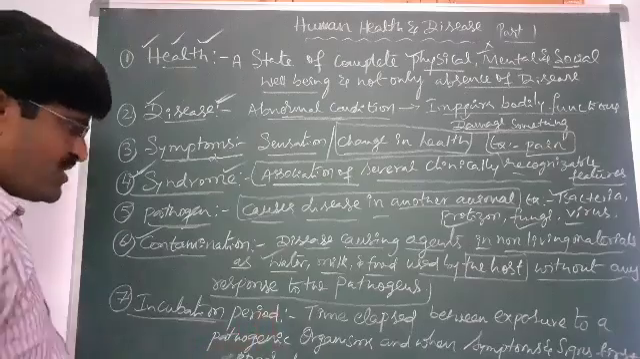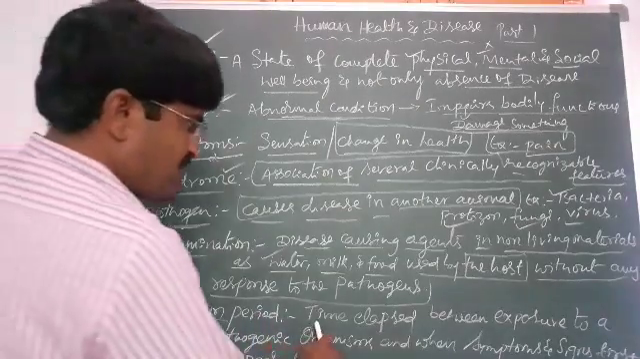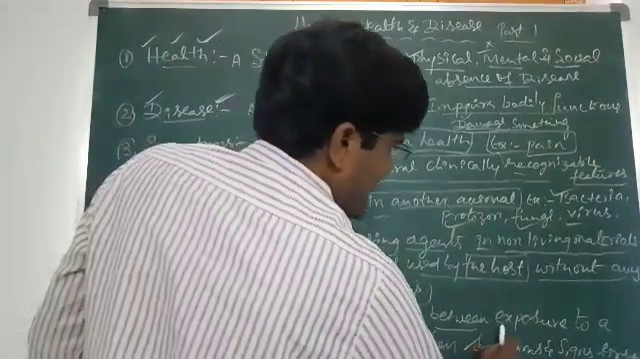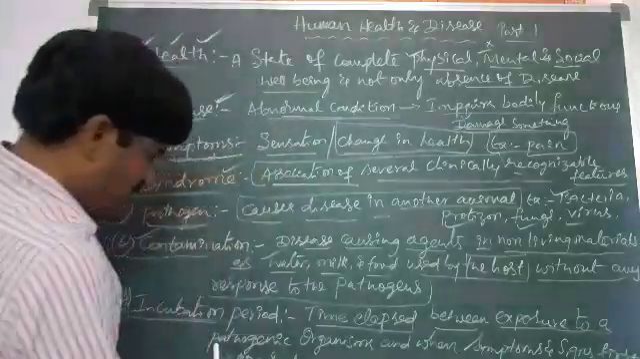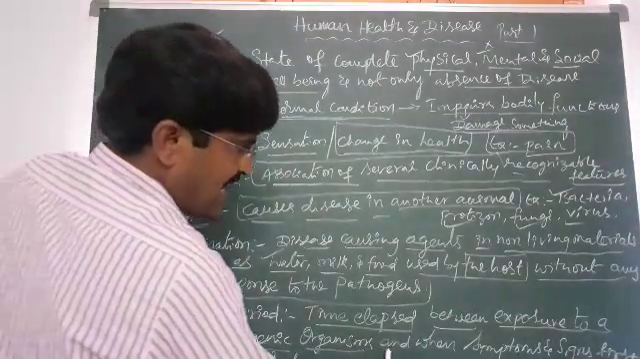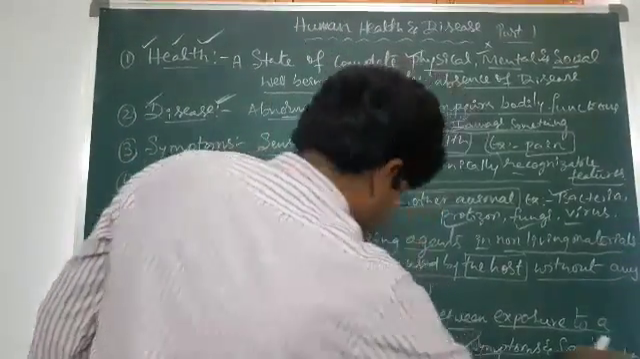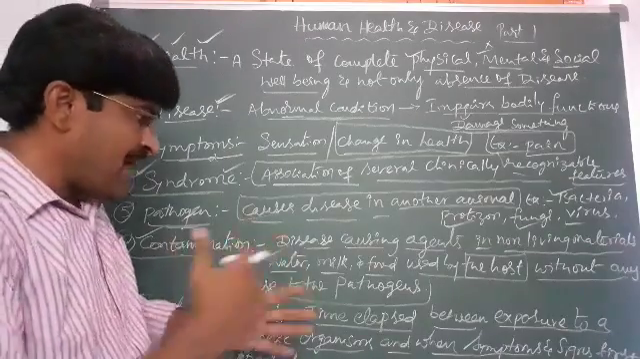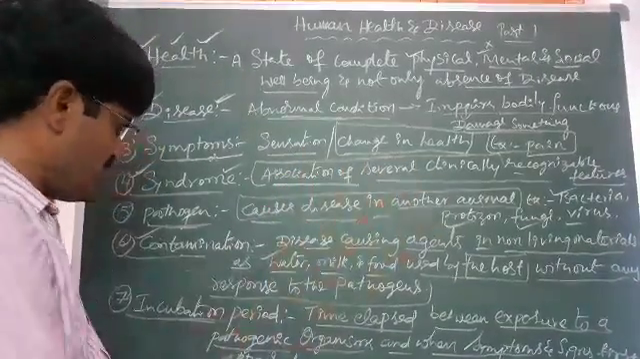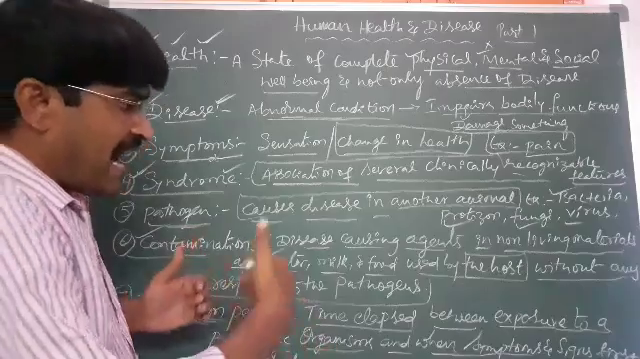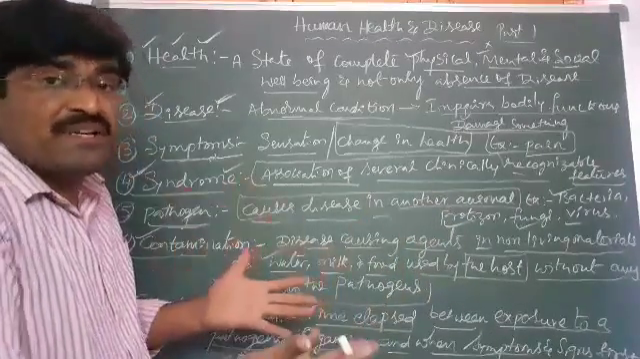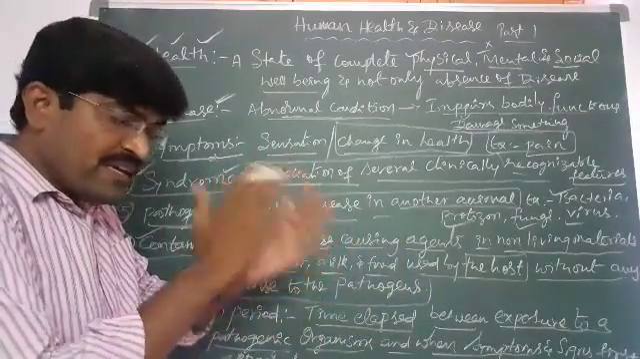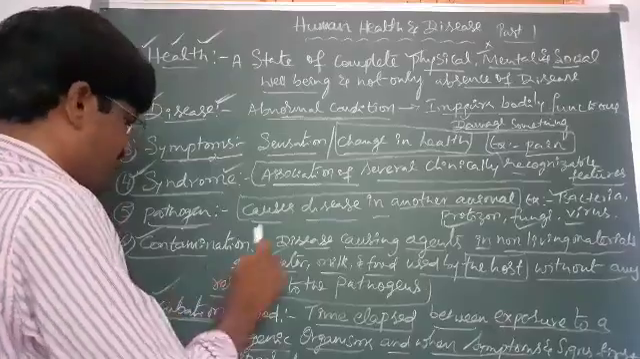The seventh one is the incubation period: the time elapsed between exposure to a pathogenic organism and when symptoms and signs first appear. What is the gap? This is the time between exposure to a particular pathogenic organism and the first appearance of symptoms and signs. That period we call the incubation period.